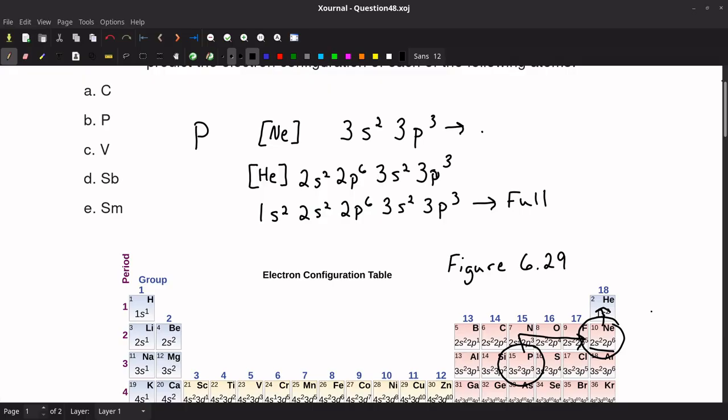This would be the abbreviated, and this is just nothing. This is just an intermediate that we used to get to the full electron configuration.